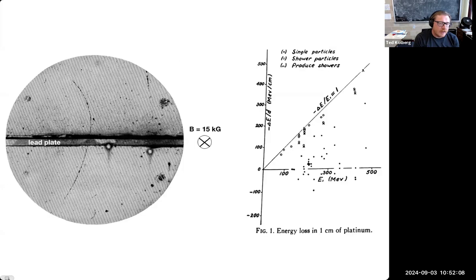You can then do the mass analysis of the change of momentum of these particles when they pass through the lead plate, as well as their charge. And you can start to build up histograms of how different types of particles interact.